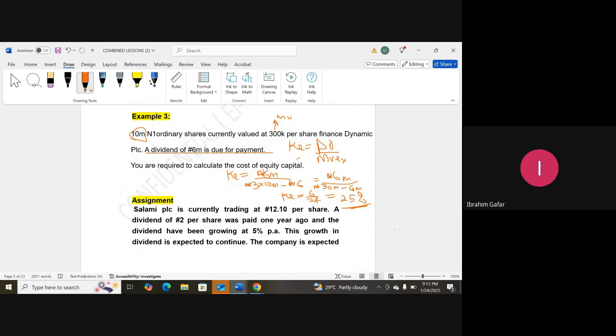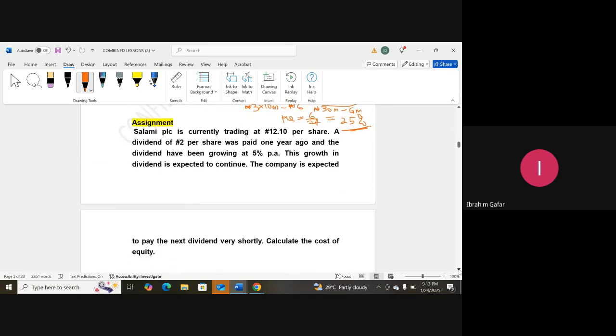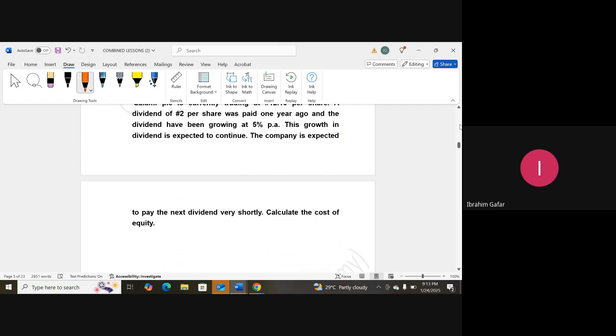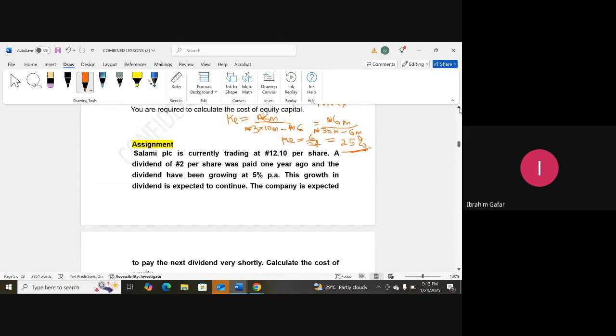Okay, no problem. We can quickly do it. I think we did it last week, but we can quickly do it. So who can read this one for us as well, so that we continue and then we move to another one?